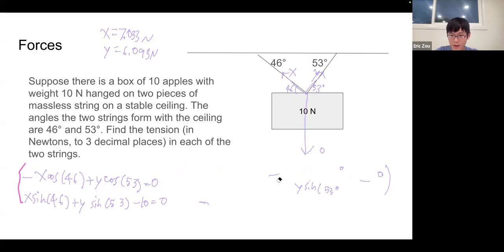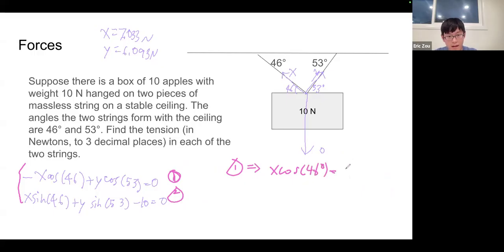So maybe I write equation 1 as the one on the top and equation 2 as the one at the bottom. If you look at equation 1, it implies that x cosine of 46 degrees is y cosine of 53 degrees. And this implies y is x cosine 46 over cosine 53.